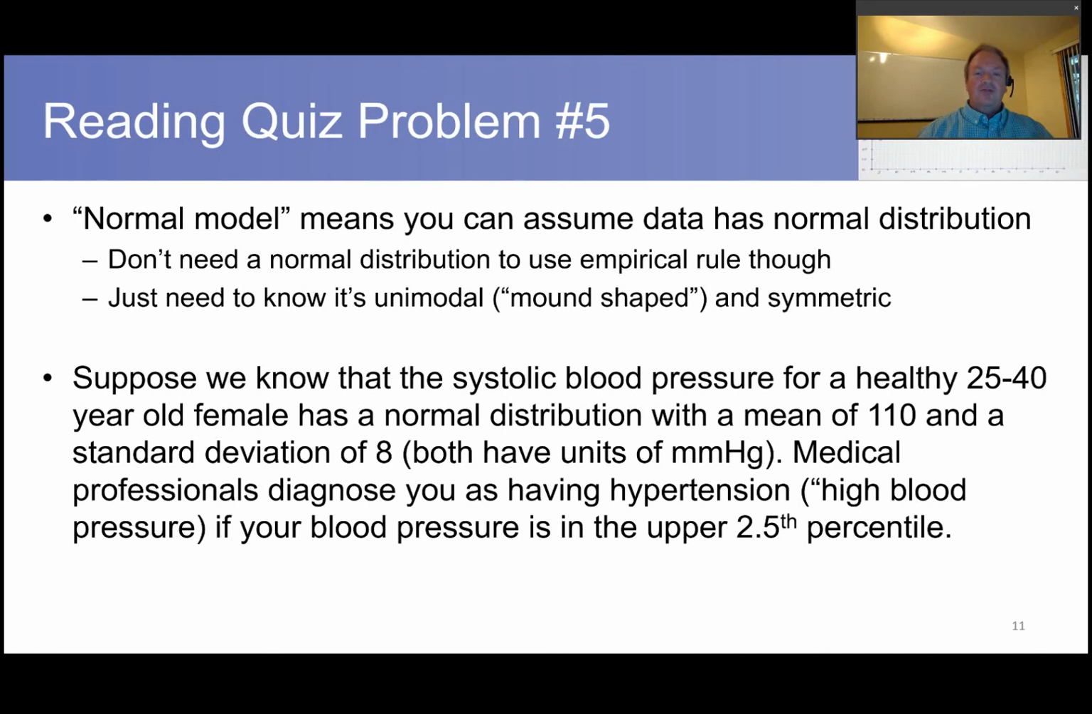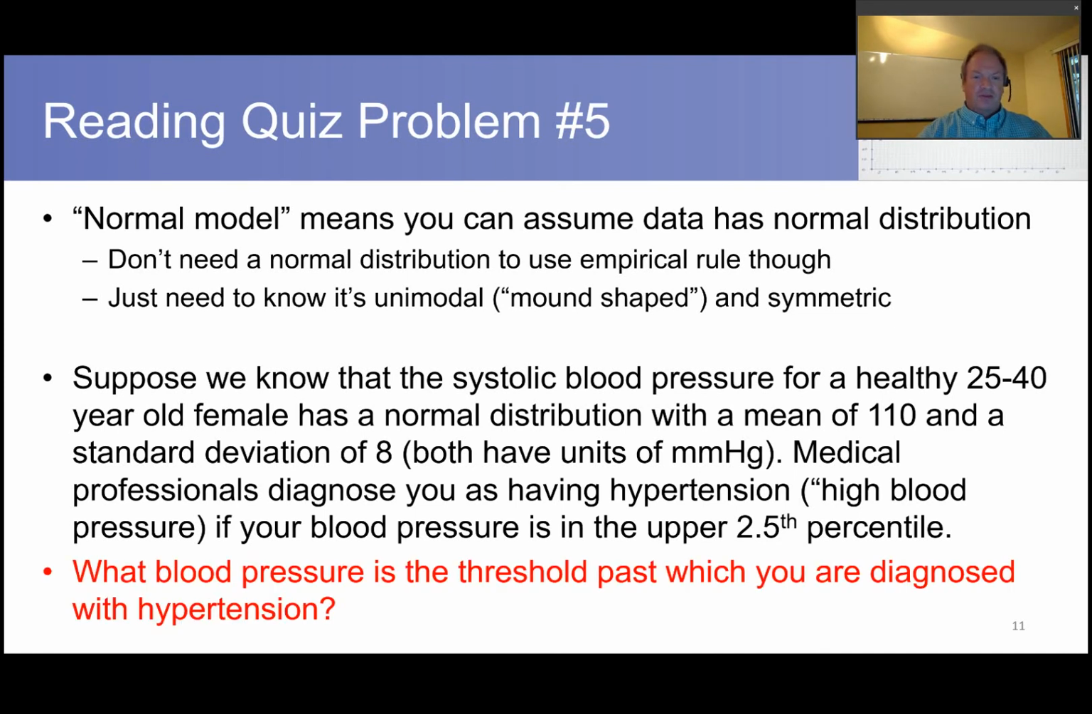And I'm going to use the empirical rule, not the normal distribution calculator. Using the empirical rule, I want to know what blood pressure is the threshold past which you are diagnosed with hypertension. And you're going to work backwards now, okay? You're going to be given the upper 2.5th percentile, and you're going to work backwards and use symmetry to figure out what that blood pressure is.